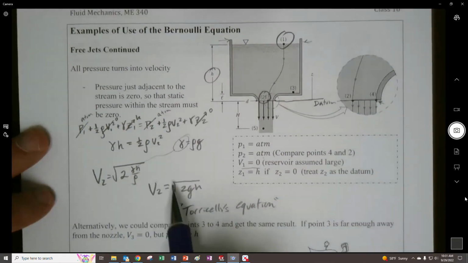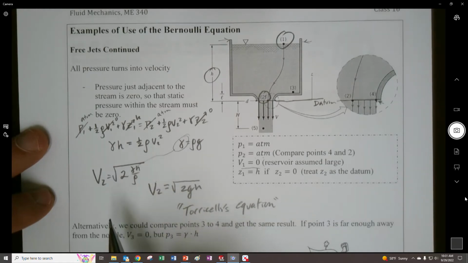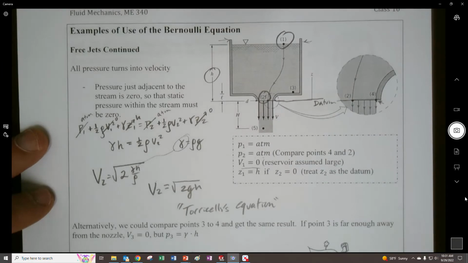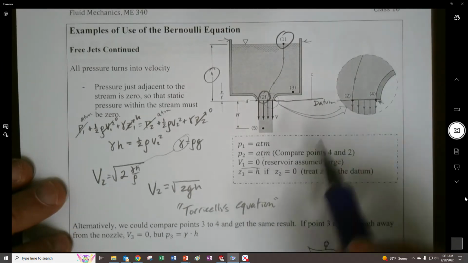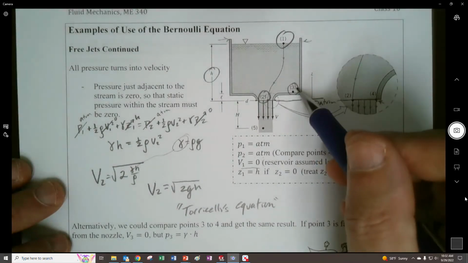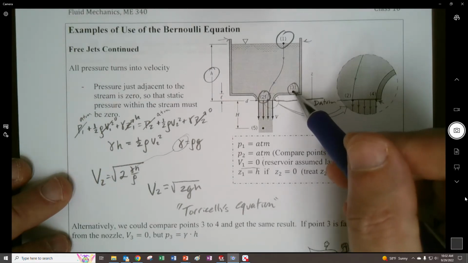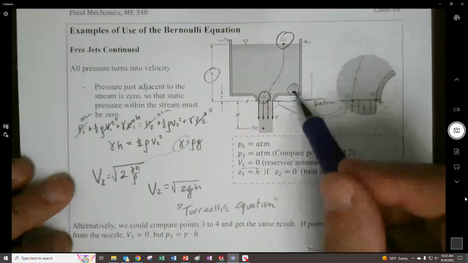And we've been on the lookout for this. Interesting, the density cancels out, so the velocity here doesn't matter. A special thing that we know, by the way, alternatively, we could take maybe from point 3, which we would say with hydrostatic pressure, which would be gamma times h, right?